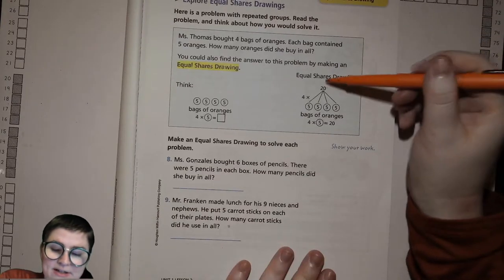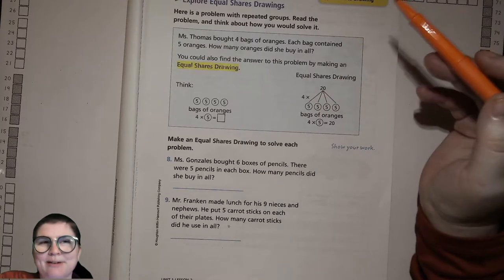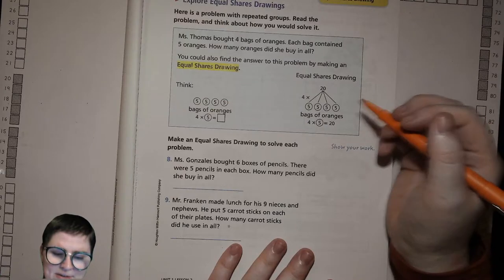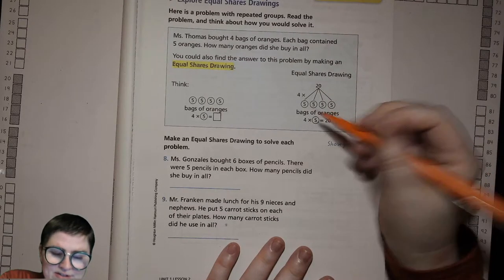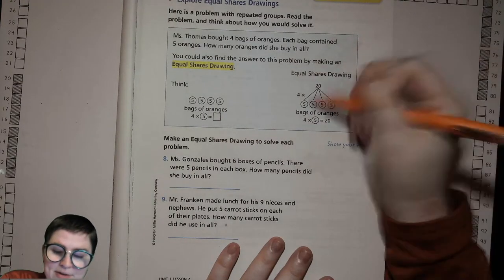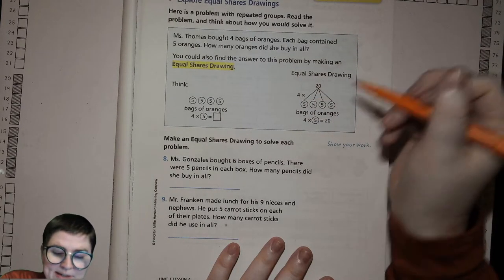So here, I guess it's prepping us for what we're talking about. Here we have equal shares. So she's got her 5. 4 times 5 is a number, and then you add them all up. 5, 4 times is 20.